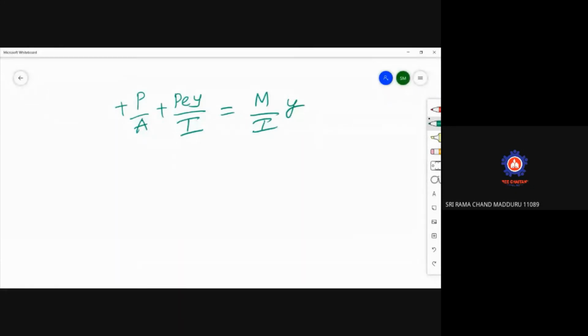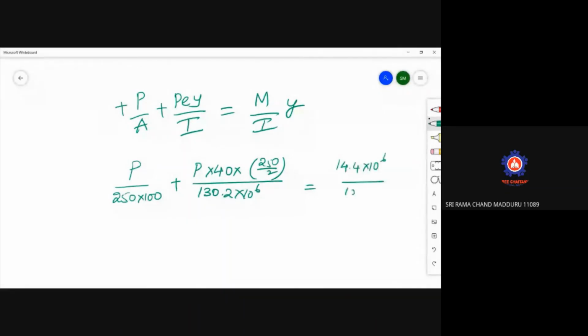I don't know the value of P, so keep it like that only. So P by cross-sectional area is 250 into 100, plus P is unknown, eccentricity is 40 mm, y is 250 by 2, moment of inertia is 130.2 into 10 power 6, moment is 14.4 into 10 power 6 by 130.2 into 10 power 6 into y, which is 250 by 2. So in such a way, what is the value of P in kilonewtons? Tell me the value.